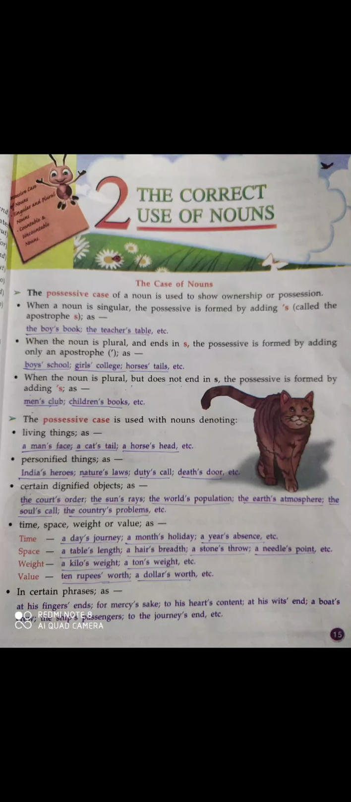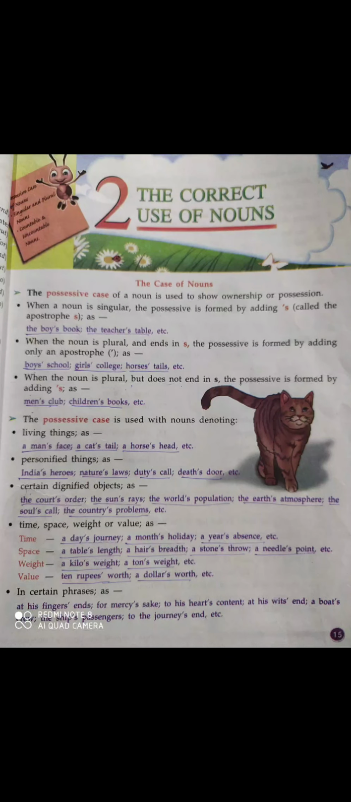Now time, space, weight or value. With words denoting time, space, weight or value, the possessive case or apostrophe s is used. For example, time. If the word is denoting time, then apostrophe s is used with them. For example, a day's journey, day is denoting time. A month's holiday, month is denoting time. A year's absence, year is denoting time. So day, month, year. This type of word which denotes time, with them also the possessive case, apostrophe s, is used. Now space.